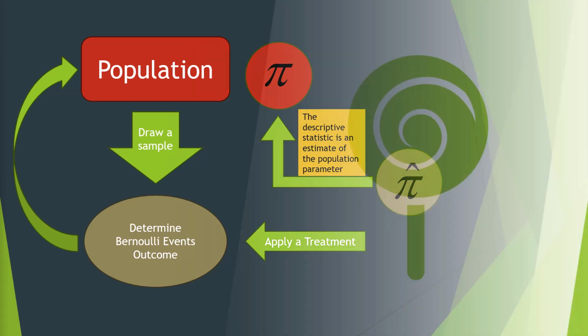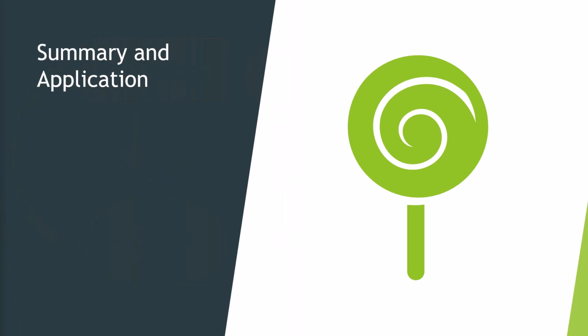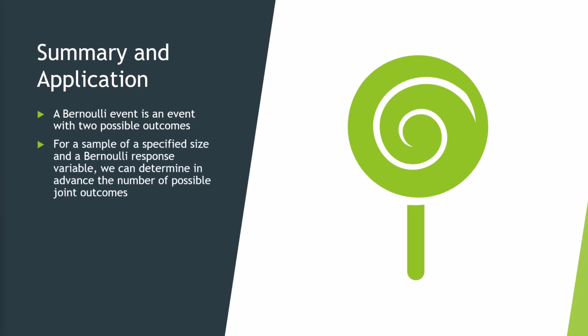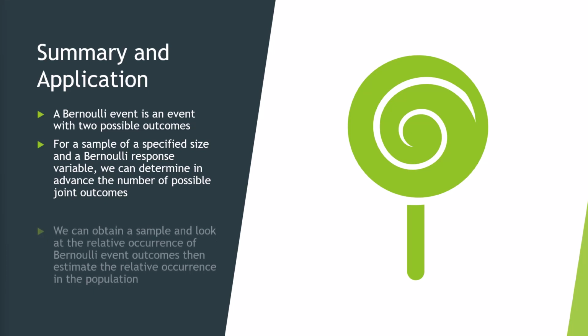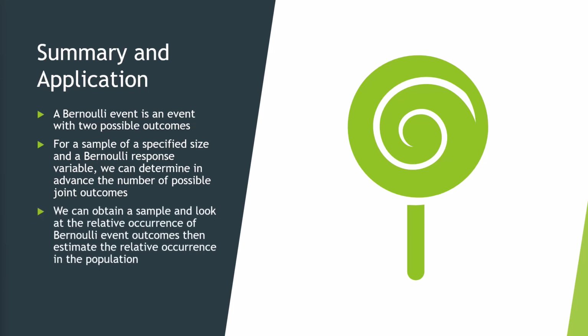Let's summarize the key points and look ahead to how we might apply these ideas in our research studies. A Bernoulli event is an event with two possible outcomes. For a sample of a specified size and a Bernoulli response variable, we can determine in advance the number of possible joint outcomes. We can obtain a sample and look at the relative occurrence of Bernoulli event outcomes, then estimate the relative occurrence in the population.